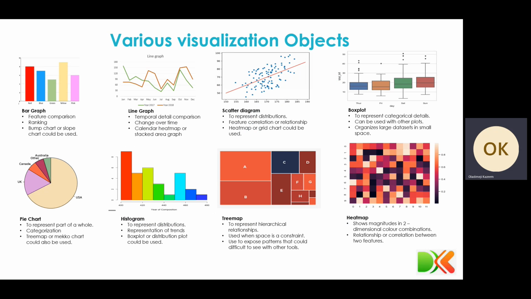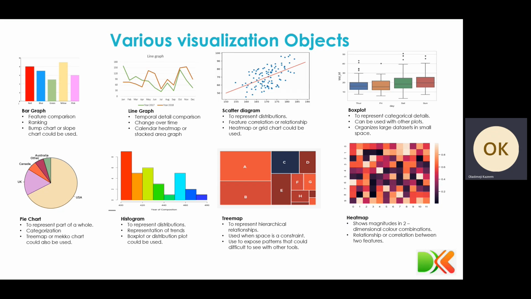What are the visual objects being used? There are visualization objects. There are so many of them. Every framework has its own visualization object, but some of these objects are common to all of them. The first of them is the bar graph.